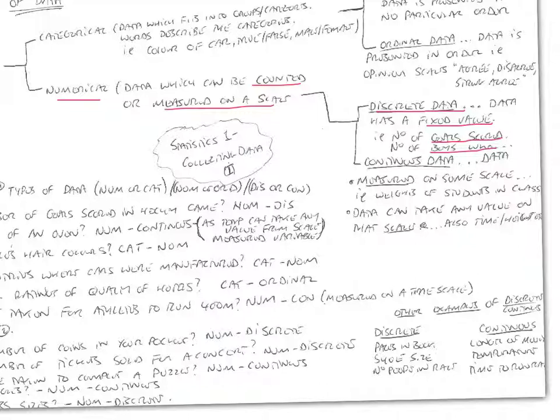Whereas the other type of numerical data is continuous. So that's data that's measured on some scale, i.e. the weights of students in a class or the heights of students in a class. But it's data that can take any value on that scale. So time, measuring time, time to run a race, and so on, is an example of continuous data.